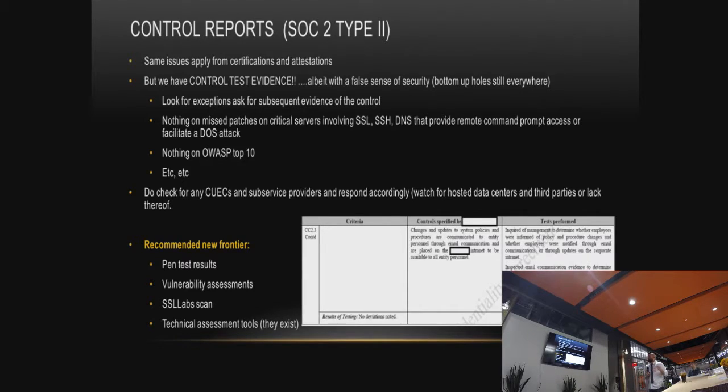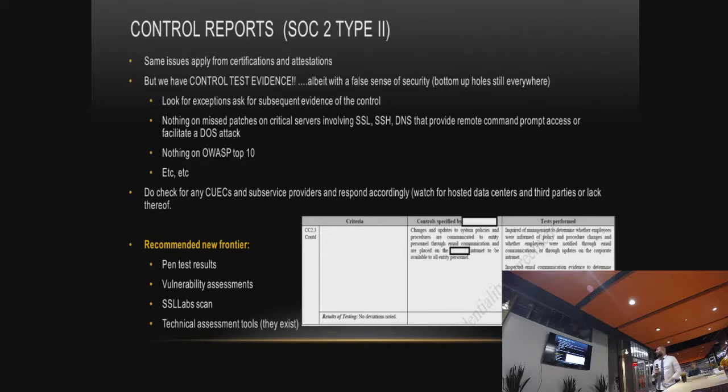So one of the things you're going to want to look for in a SOC 2 type report is exceptions, like this was missing. So you'll want to find that in the report, and then you want to go back to the vendor you're assessing and say, hey, what are you doing about this? Did you do anything? Do you have anything in place now? So that's one thing. And the other thing that's going to be missing is you won't see anything on mispatches on critical services like SSL, SSH, DNS, that provide remote command prompt access or facilitate DOS attacks. They aren't going to look at that, right?